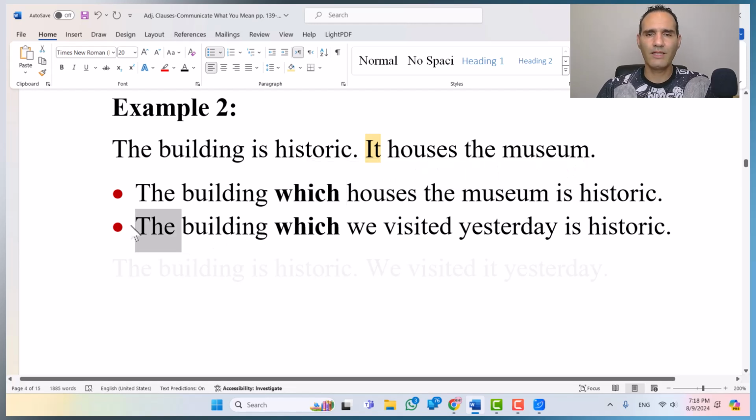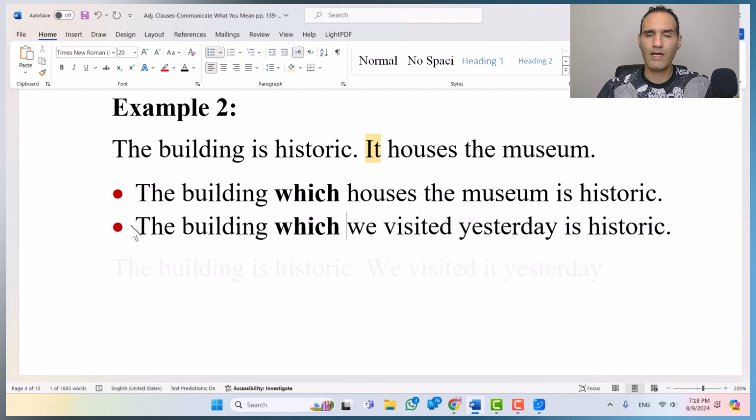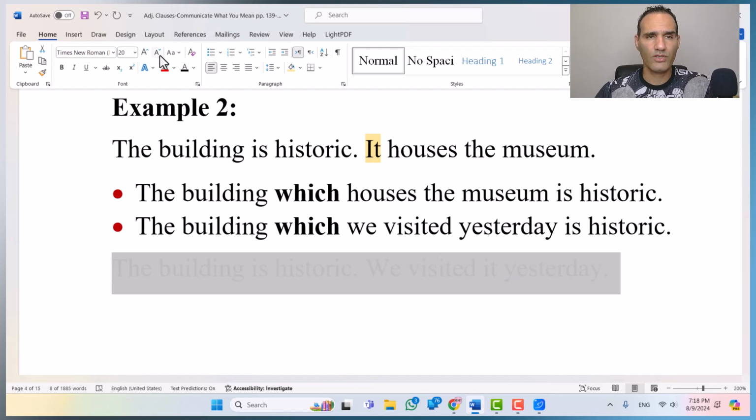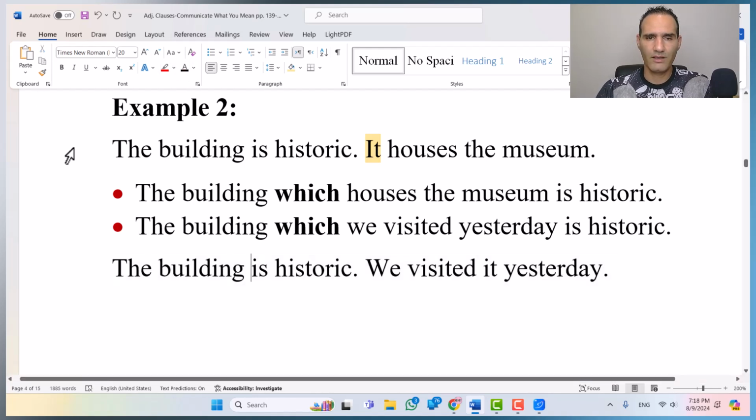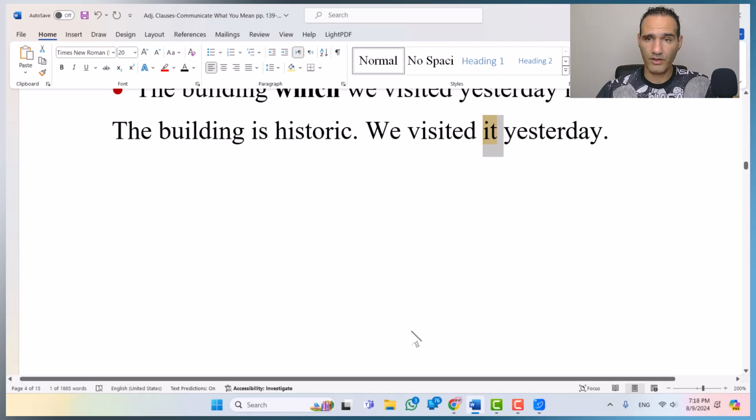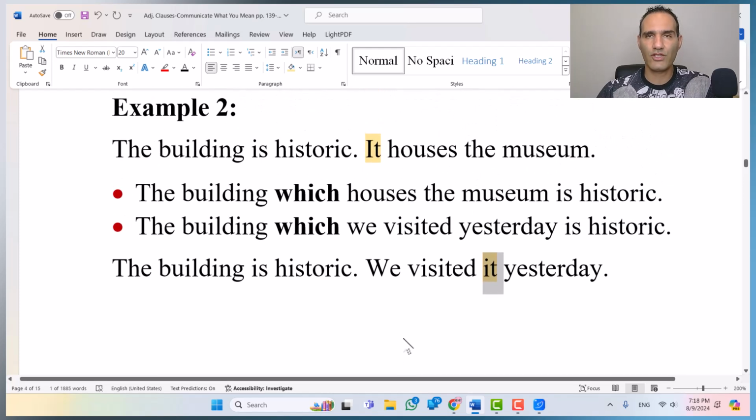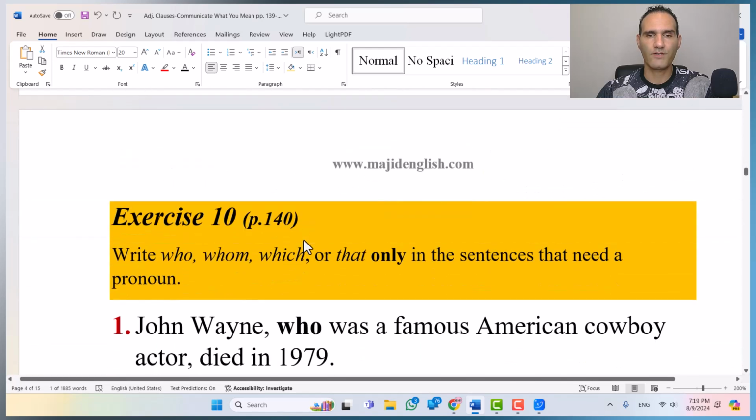The other example, the building which we visited yesterday is historic. Relative pronoun followed by an independent clause. That is a clue. This is relative pronoun as object, and the deep structure will prove the fact. The building is historic. We visited it, which instead of it. So relative pronoun as object. Got it? It was very important because later we want to reduce the adjective clause to make our sentences more professional. We need to know if the relative pronoun is subject or object of the adjective clause.